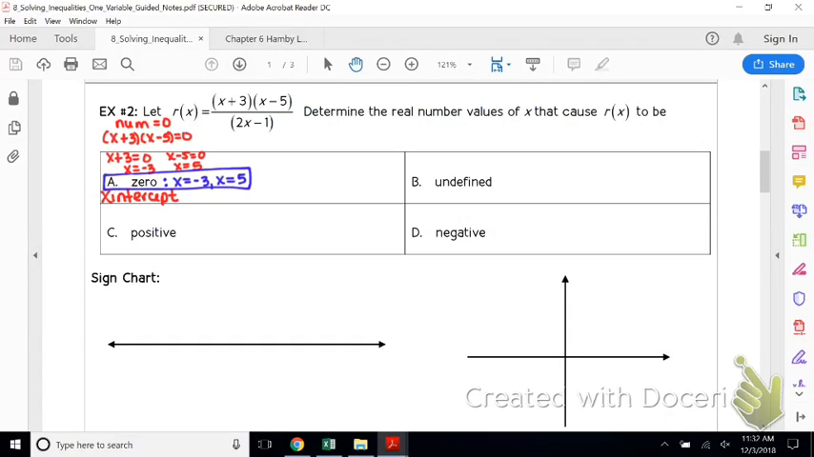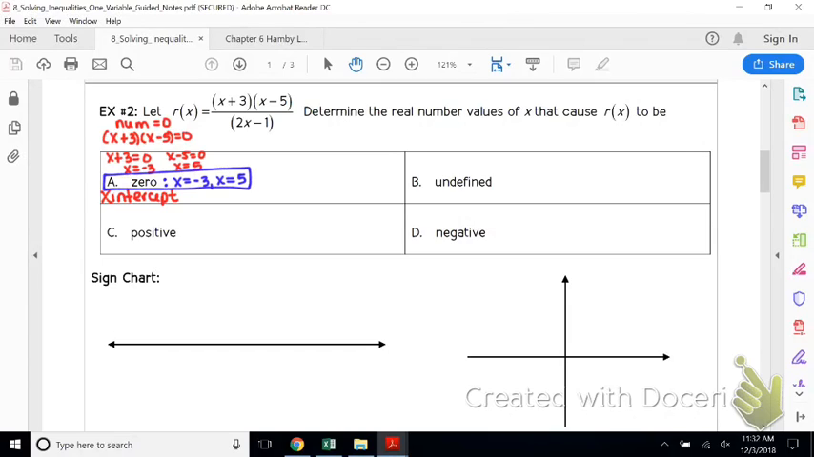Now B wants us to find where it's going to be undefined. What makes a fraction undefined? When you have 0 in the denominator. And what was it called when we had our denominator was equal to 0? Domain. It was part of the domain. And we had holes, and what was the other thing that was in the domain? I mean, that was the restriction. What else was it? Vertical asymptotes.